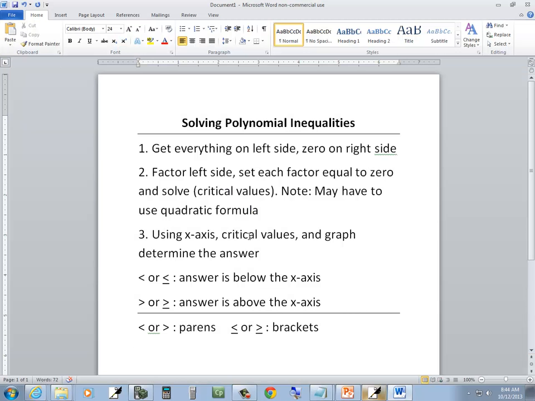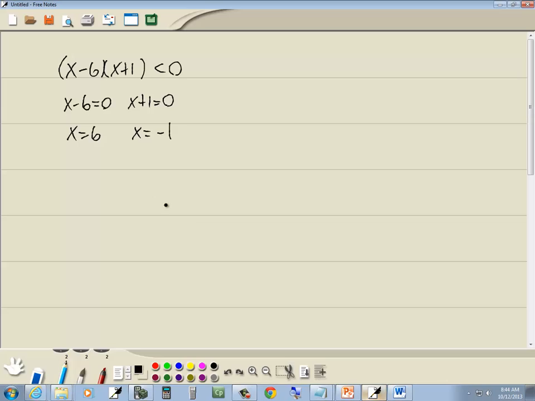Now it says, using the x-axis, critical values and graph, determine the answer. Here's our x-axis. Our smaller critical value is negative 1, so I want it on the left side, and then 6 would be here. Clear over here is negative infinity. Clear over here is positive infinity. Now these split them into intervals. The first interval is negative infinity to negative 1. This interval is negative 1 to 6, and our last interval is 6 to positive infinity.